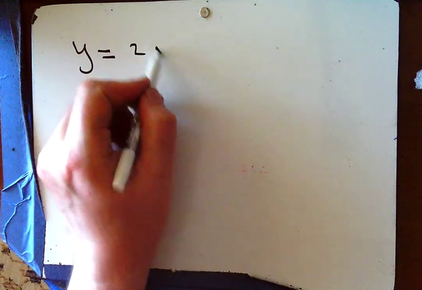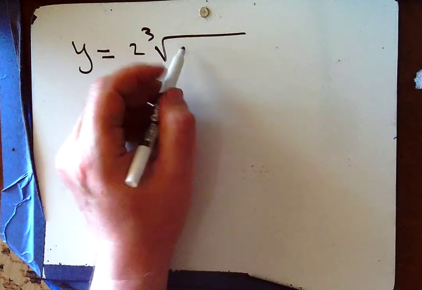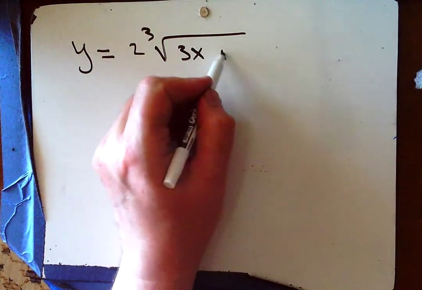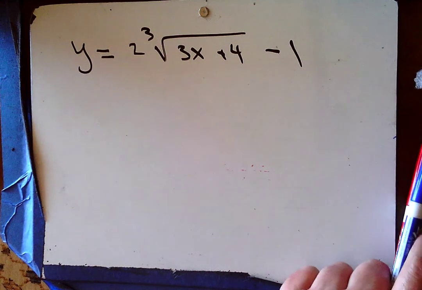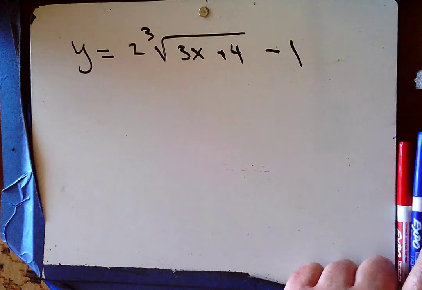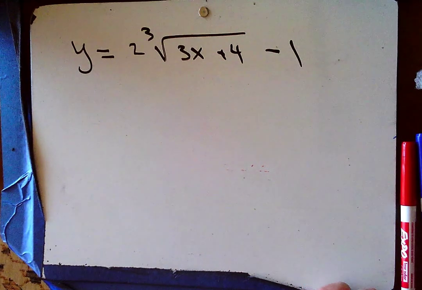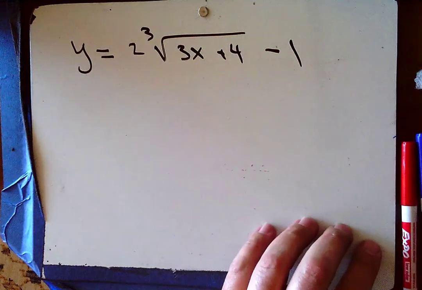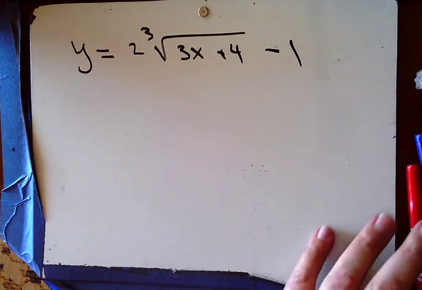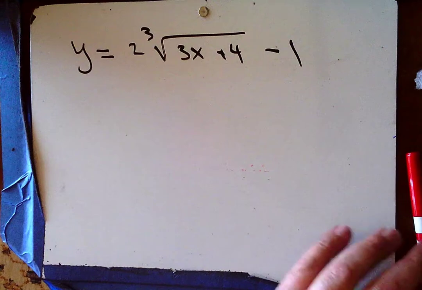Now it's your turn. So will you please graph y equals 2 times the cube root of 3x plus 4, minus 1. Okay, now remember, start with your reference graphs. You know the shape of this function. Start with the reference graph, start with the reference points, and then apply your transformations. You've got 2 x's and 2 y's. Come back when you're done, or when you want to check your work, or if you're stuck and need some help.